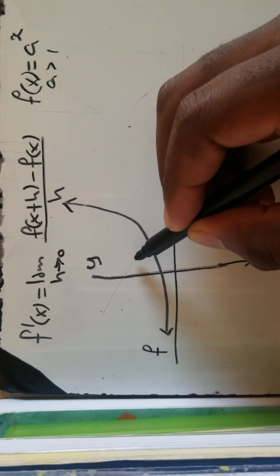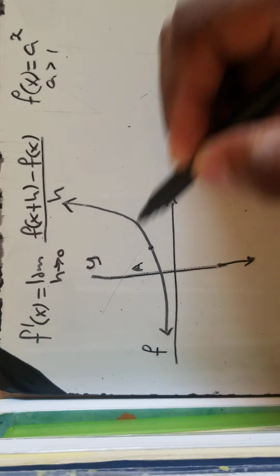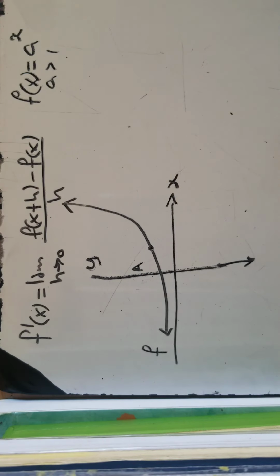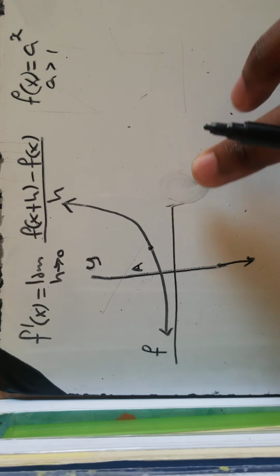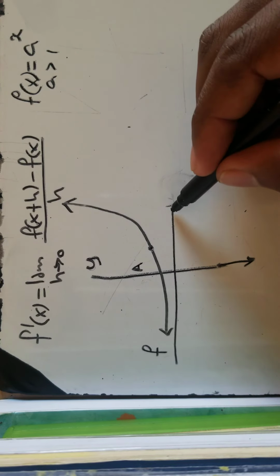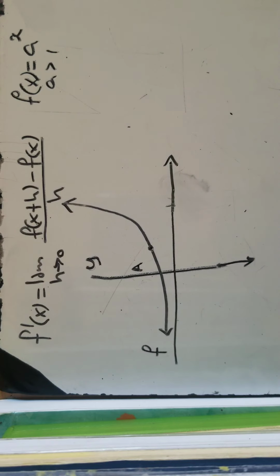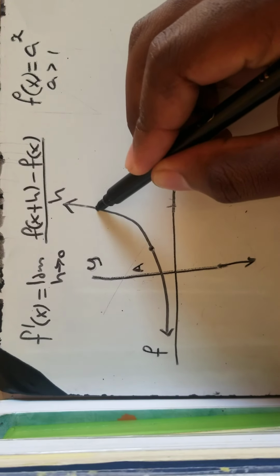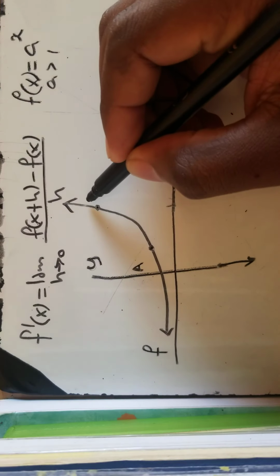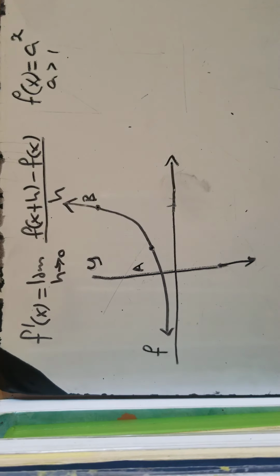a point here, and we can call this point A. The second thing you want to do, let me extend my x-axis as well because I'm running out of space, is to pick another point, a second point. We name this point B.